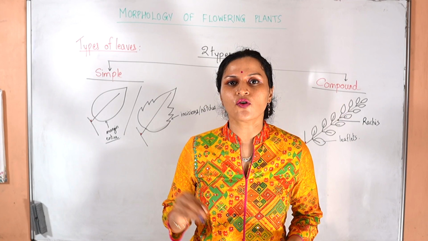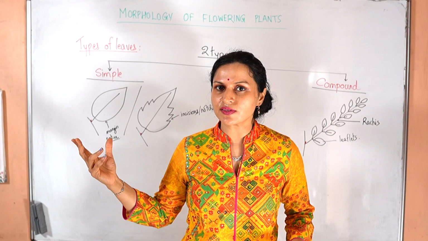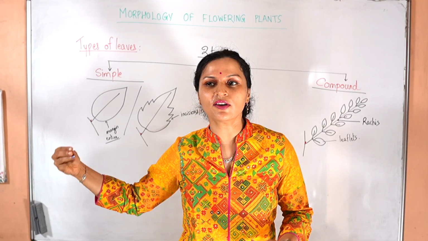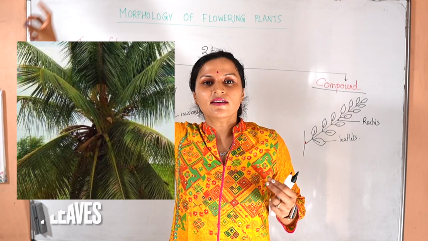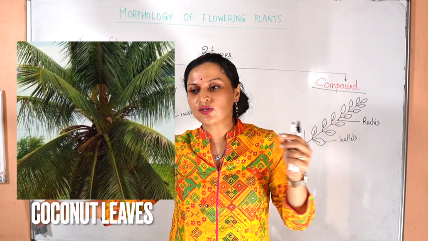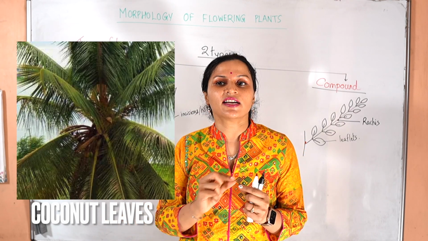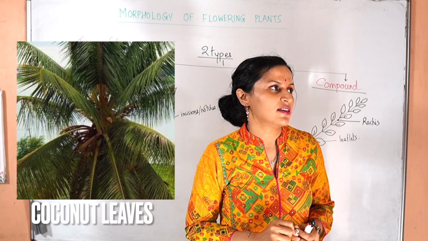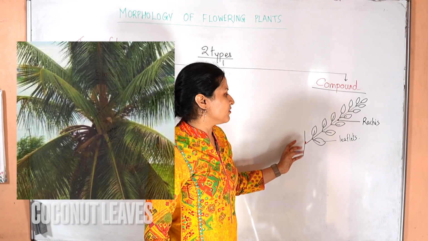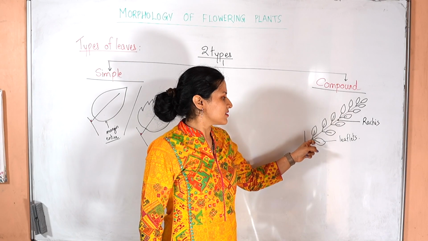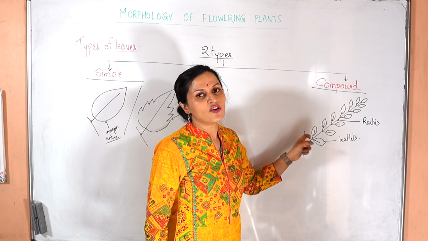Did you know that coconut leaves are compound leaves? The entire thing that you see, which in Konkani we call tsudit, that entire leaf is one leaf, and those long smaller ones are the leaflets which are attached to the rachis in the center. The axillary bud will be found in the axil of the compound leaf, but the axillary bud will not be found in the axil of the leaflets.